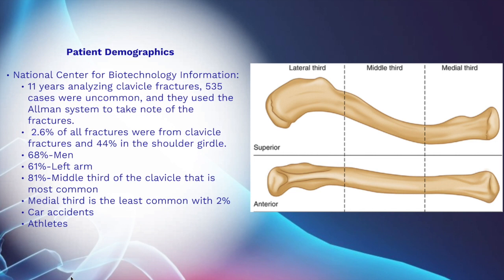The National Center for Biotechnology Information studied for 11 years analyzing clavicle fractures. 535 cases were uncommon, and they used the AO/OTA system, the image to your right, to take note of the fractures. 2.6% of all fractures were clavicle fractures and 44% in the shoulder girdle, so around the lateral third. 68% were from men, 61% in the left arm, and 81% in the middle third of the clavicle, that is most common, right there.